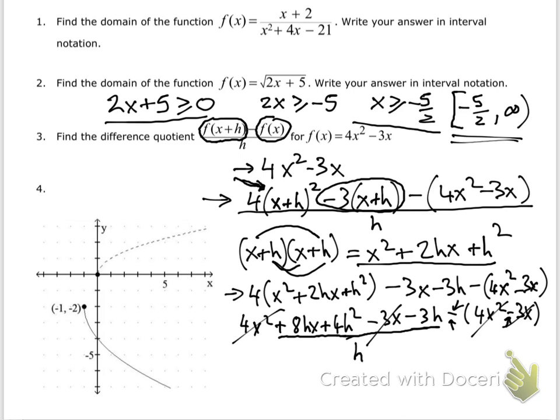Now, if I'm to factor an h out of the numerators left, I'll end up with this: h times, here, this is going to become 8x. This will just become 4h. And this here will become negative 3. Remember, this is still all over h. The h's cancel. So this 8x plus 4h minus 3 is the answer. Okay?